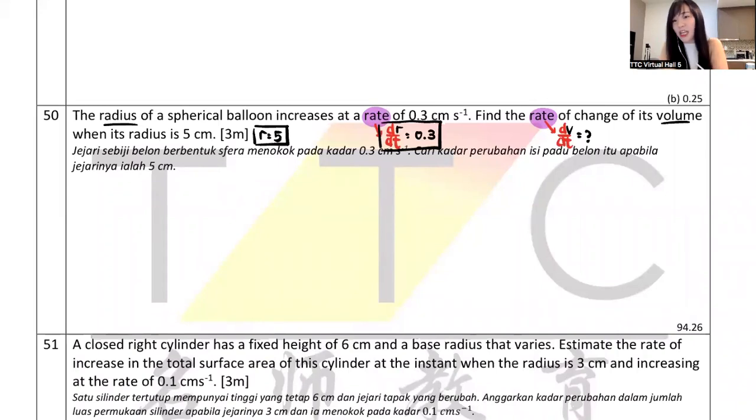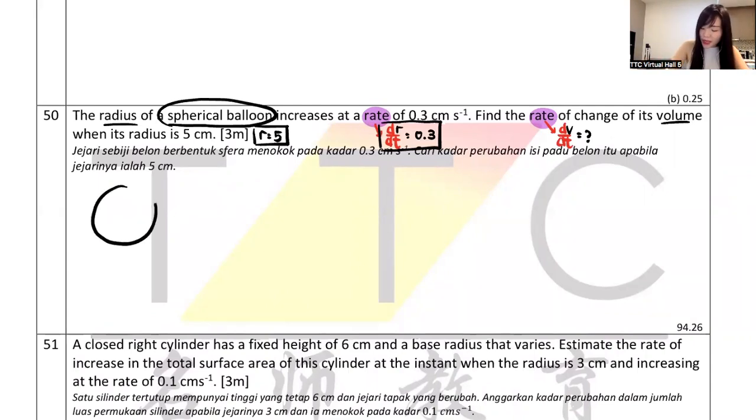I'll draw for you before I start. May I know what object we are talking about in this question? Very good, they are talking about a spherical balloon. Spherical balloon means a sphere shape, a ball. If you don't know, I draw for you. This is exactly how a sphere shape looks. Can you imagine? Okay, now let's do whatever we keep doing.